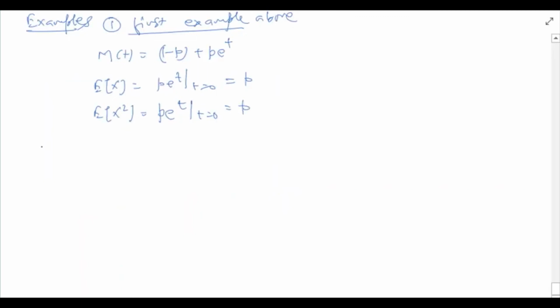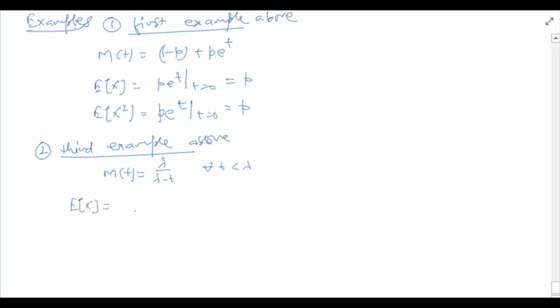Let us now look at one more example, which is actually the third example seen above. Recall that in the third example above, the moment generating function M(t) was lambda over lambda minus t for all t less than lambda. So the expectation of the random variable X can be computed by differentiating M(t) and evaluating the derivative at t equals 0. So the derivative of M(t) in this case is lambda divided by (lambda minus t) whole squared, and when evaluated at t equals 0, it gives 1 over lambda.